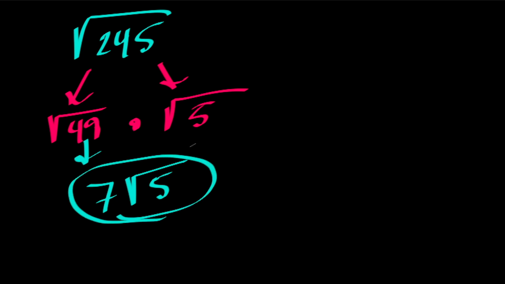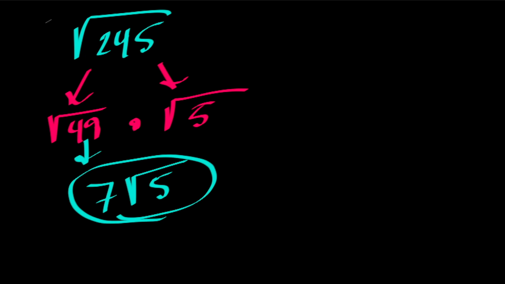All right, now here's how you know you've picked the biggest perfect square. I know I've picked the biggest perfect square here because I can't break down the square root of 5 any further. So that's something you have to check for when you're doing this, just to double check and make sure that you have picked the biggest perfect square.